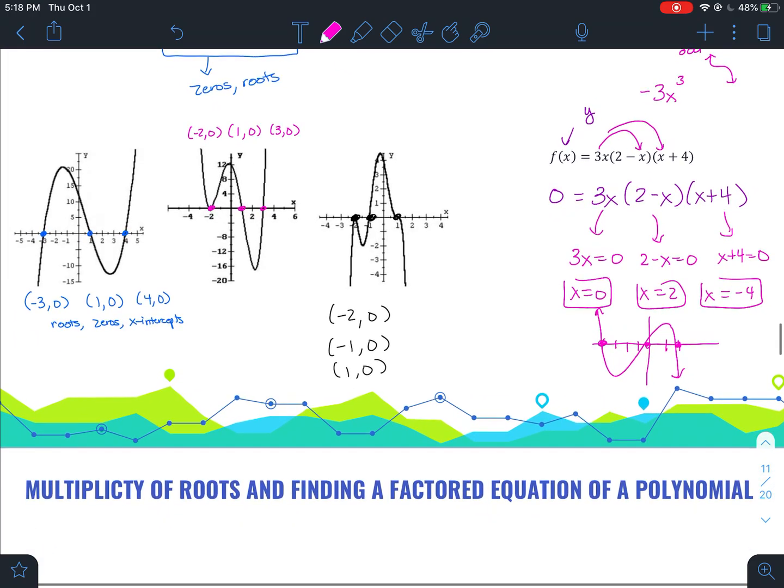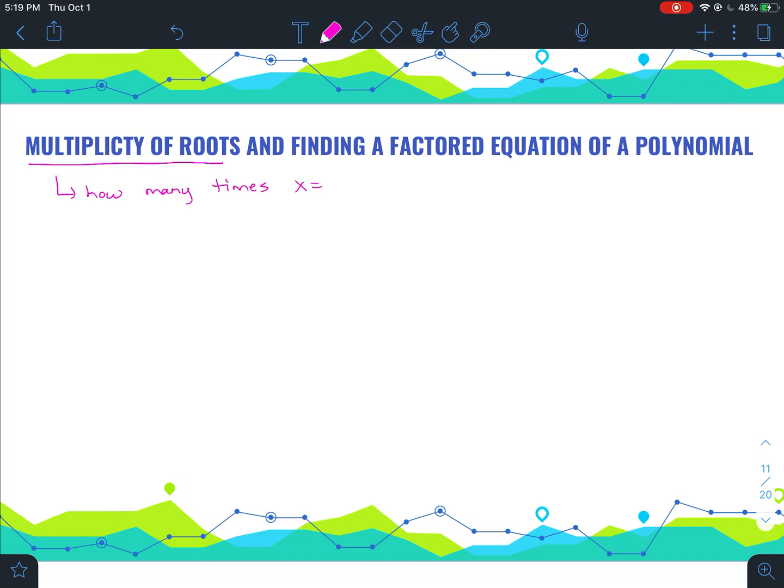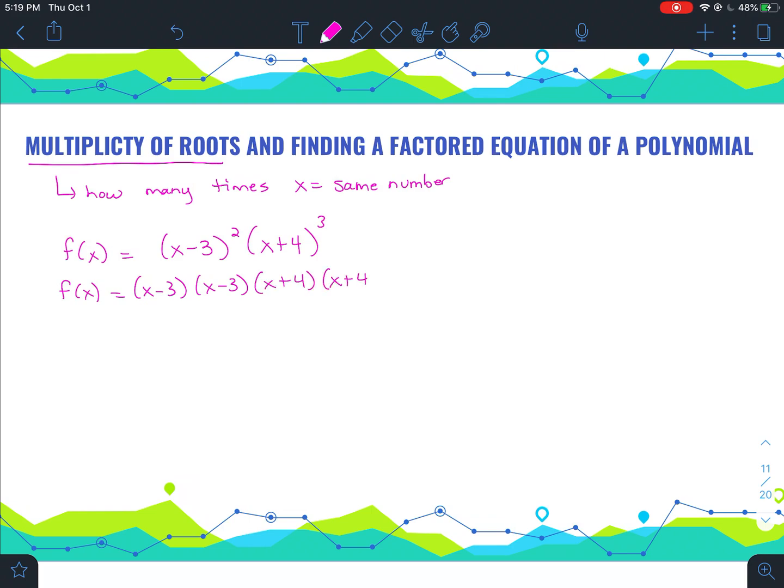So sometimes your roots happen more than once. So the multiplicity of the roots is how many times x is equal to the same number. What does that mean, Miss Hefflinger? So for instance, if I had f of x equals x minus 3 squared times x plus 4 cubed. If I wanted to solve that, I could write x minus 3 twice, correct? And I could write x plus 4 3 times.